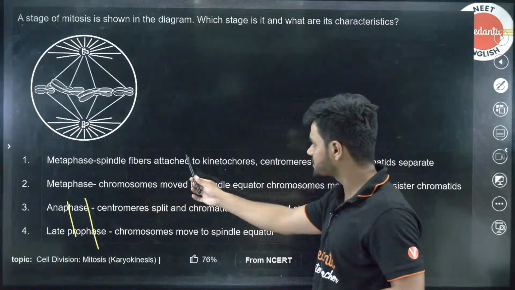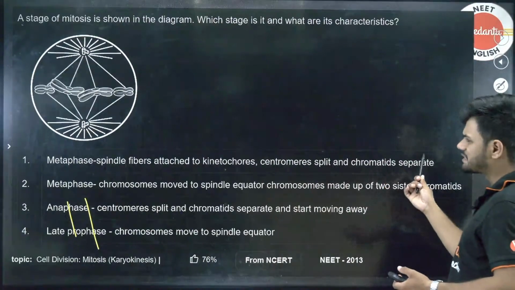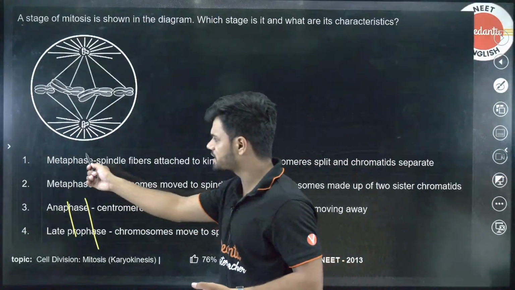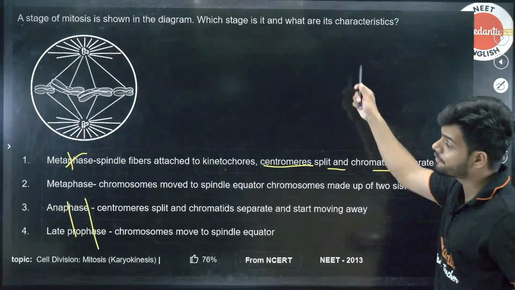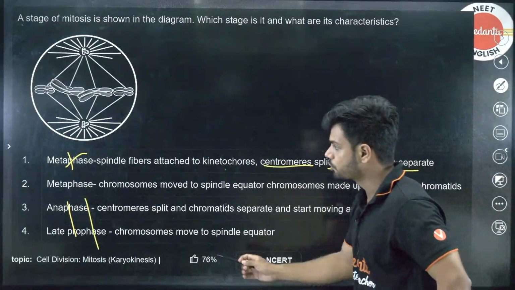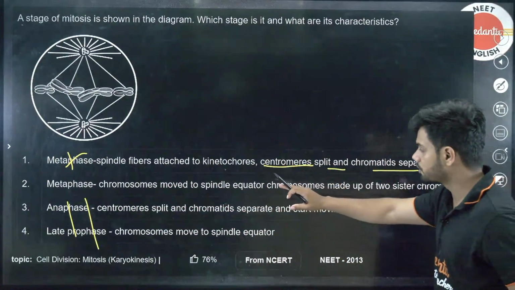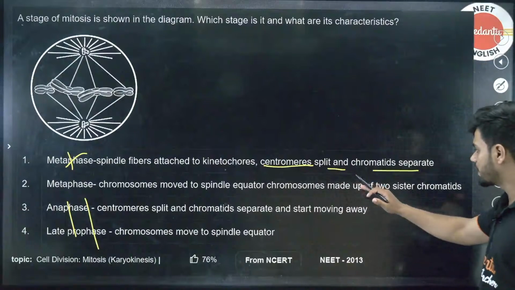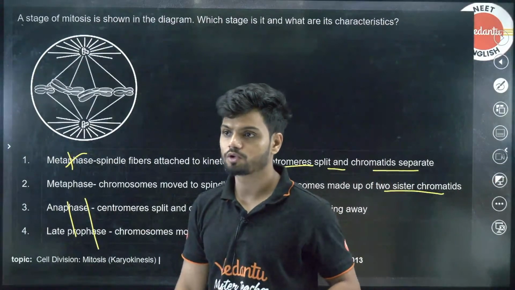Metaphase, spindle fibers attached to the kinetochore. Centromere split and chromatid separate. No, this is not the case because centromere split and chromatid separate is in anaphase, not in metaphase. So what is metaphase? Chromosomes move to the spindle equator. Chromosomes are made of 2 sister chromatids. Yes, 2 is the answer.